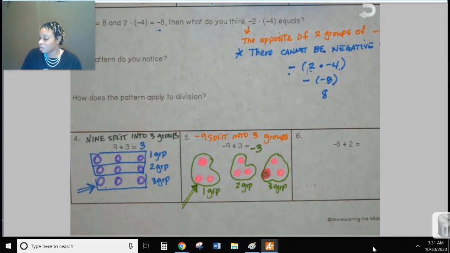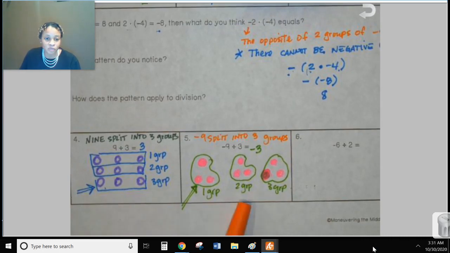So take a second and look at number 4 and number 5. How are they different? How are they alike?